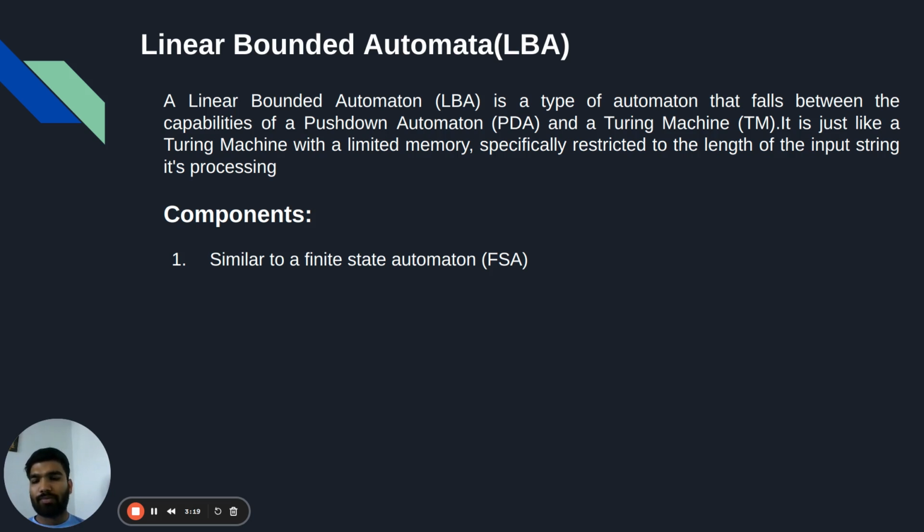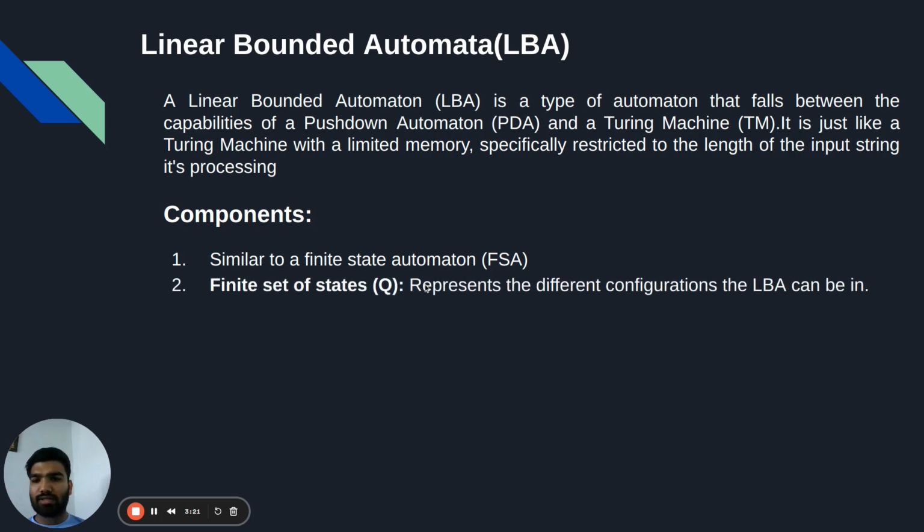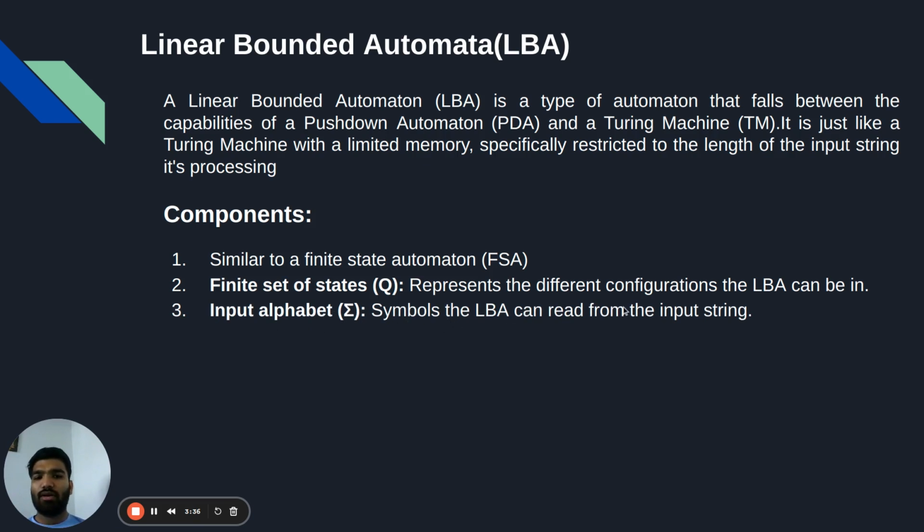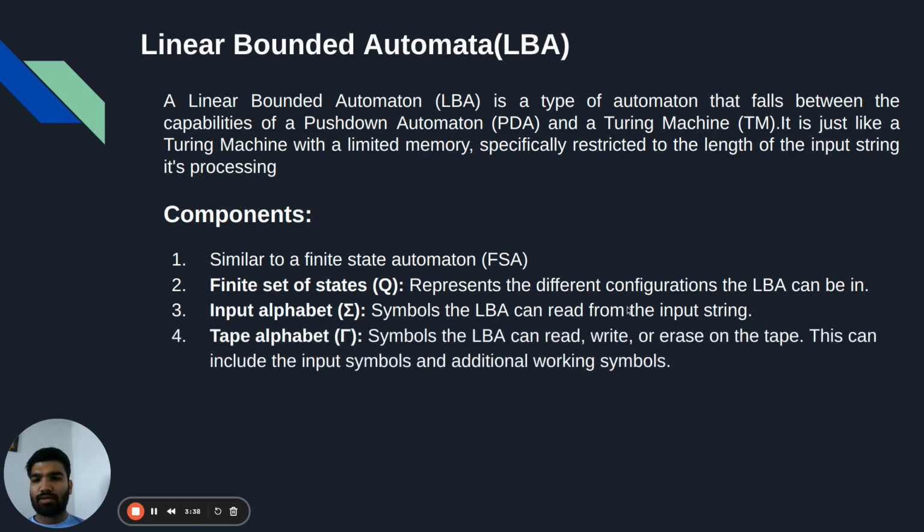Q0, and F. First, Q is the finite set of states, which represents the different configurations the LBA can be in. Then the next is sigma, which represents the input alphabet symbols the LBA can read from the input strings. Then third, the tape alphabet, used for the symbols the LBA can read, write and erase on the tape. This can include the input symbols as well as additional working symbols.